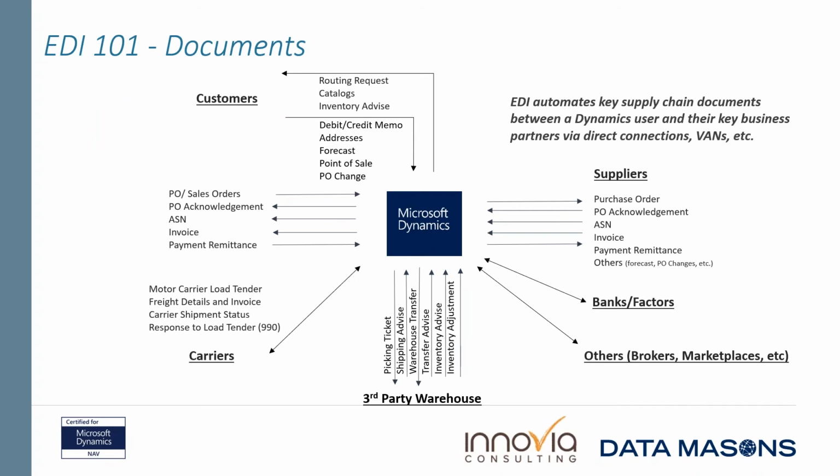So with that, EDI, electronic data interchange, is really the notion that you are electronically trading typically key supply chain documents with your business partners. And so they're in the middle, running Microsoft Dynamics. You might be looking to automate, for instance, your business-to-business customers with things like incoming sales orders, outbound PO acknowledgments, outbound advanced ship notices, invoices, etc.